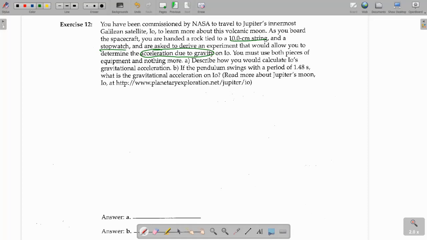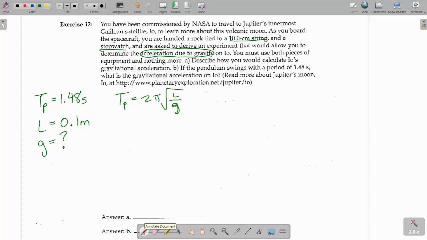Okay, so let's move on to part B. It says if it swings with a period, so the period of the pendulum is 1.48 seconds. We know that the length of the string is 10 centimeters, which is 0.1 meters. We are calculating acceleration due to gravity. In this situation, it has given us the period, but if we were trying to figure this out, we would first time the period of the pendulum, take that number, and then plug it into this equation. So we'll plug in 1.48 is equal to 2 pi times the square root of 0.1 meters over acceleration due to gravity.